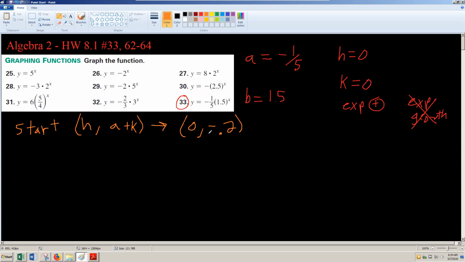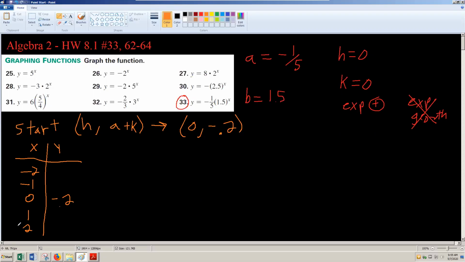So when I'm looking at this, I'm saying, okay, it's going to start at 0, comma, negative 0.2. And then from here, I want to go 2 points to the left and 2 points to the right. So now I'm going to set up my t-chart. So I'm going to say this is x, this is y. I'm going to stick that 0, negative 0.2 right in the middle. And I'm going to use negative 1, negative 2, and I'll also use 1 and 2.